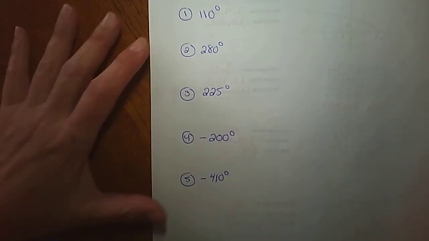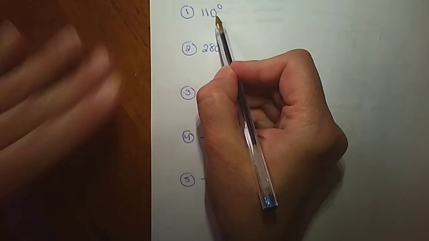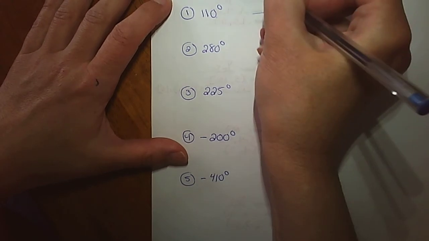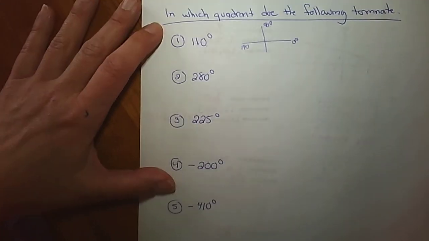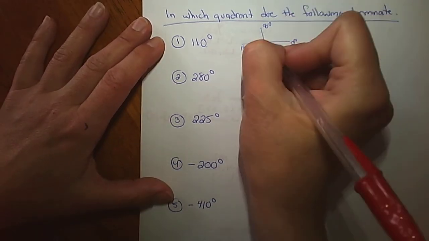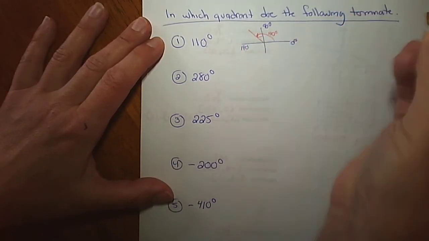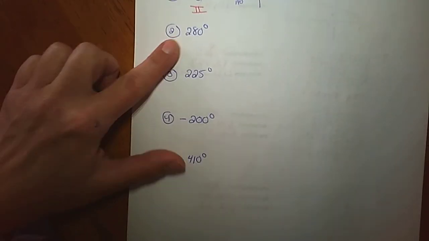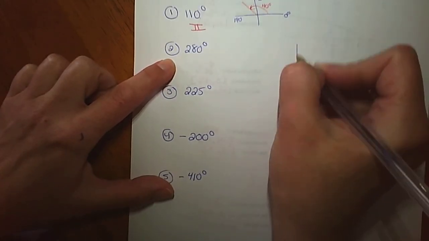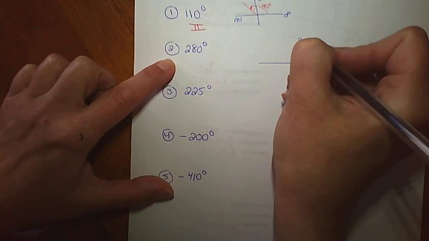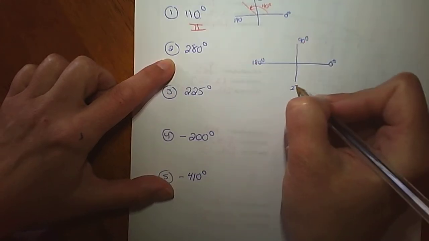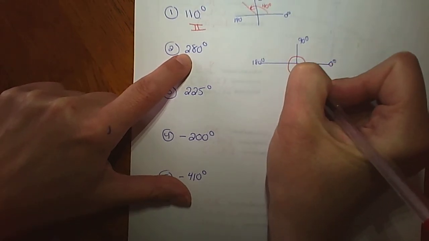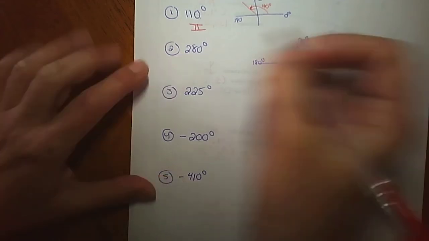All right, so I hope you paused me and tried to do these on your own. 110, what I like to do is sketch it. Right? So this is 0, 90, 180, right? So 110 is going to be in here somewhere. And that is quadrant number 2. I'm going to do the same thing for 280. I'm going to sketch it. 280, so this is 0, 90, 180, 270. Okay, 280 is a little past 270. So that means I went all the way around to here. And this is quadrant 4.